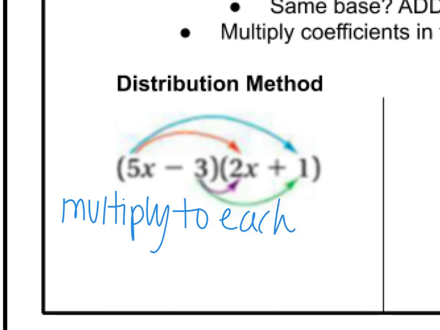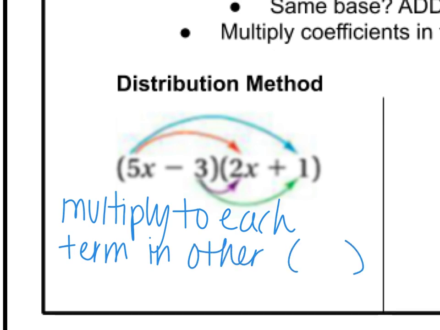Distribution: multiply to each term in the other parentheses. I don't feel like writing that out, okay? The box method, you kind of already did the other day. It's just the area method where you find the area of each box by doing length times width.